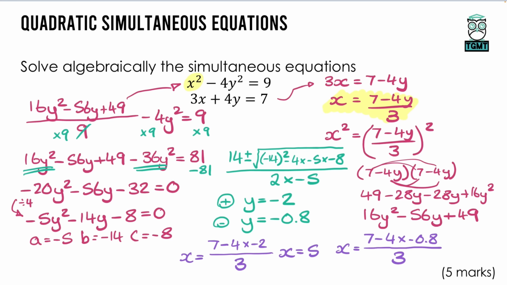And that gives us x is equal to either a fraction, 17 over 5, you could write it as a mixed number as well, or the decimal is 3.4. So there we go, we have lots of numbers that we need to write down as our solutions. We have y is equal to negative 2, and in that scenario, x was equal to 5. And we also have y is equal to negative 0.8, and in that scenario, x was equal to 3.4. So a very complex quadratic simultaneous equation.